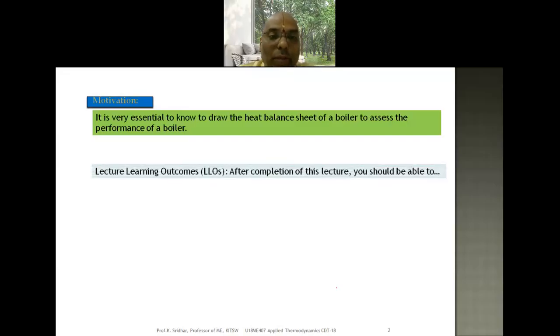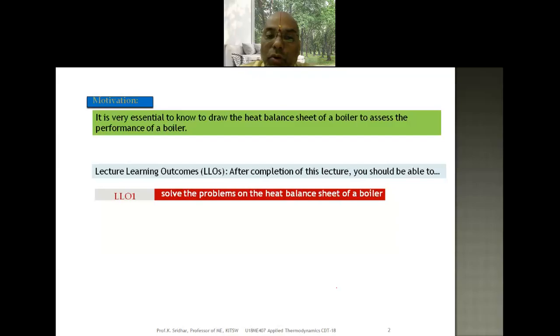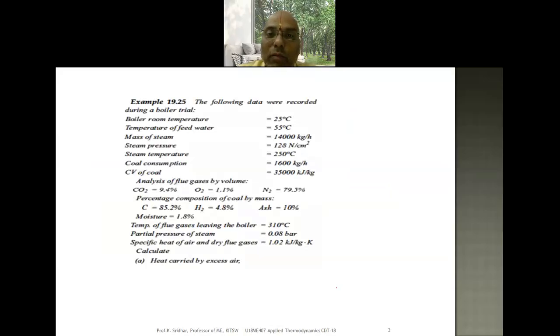The outcome of this lecture is that you should be in a position to solve problems on the heat balance sheet of a boiler. Just recollect the previous 3 to 4 classes of theory, and we already solved some problems on the same concept in the previous class. In today's class also we are going to solve another problem on the heat balance sheet of a boiler, so that you will be familiar with how to draw it, because I already told you that it is a very important topic in unit number 2, that is the boiler. Now this is the problem which has been given.